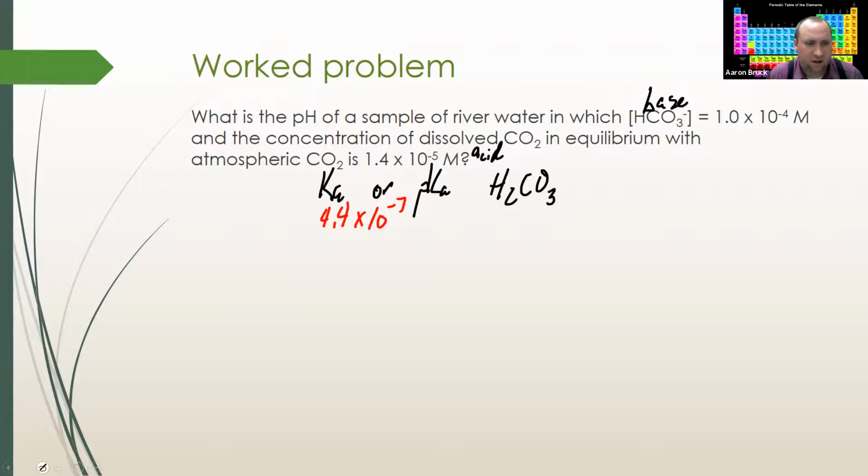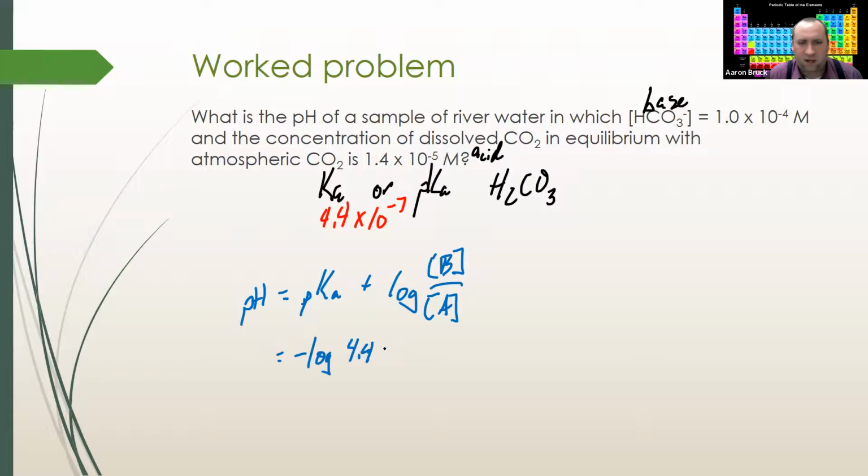So setting up the Henderson-Hasselbalch equation then, pH is equal to pKa plus the log of the concentration of the base over the concentration of the acid. pKa is the negative log of 4.4 times 10 to the negative 7th, plus the logarithm of the base concentration, which was 1 times 10 to the negative 4th, over the acid concentration, which was 1.4 times 10 to the negative 5th.